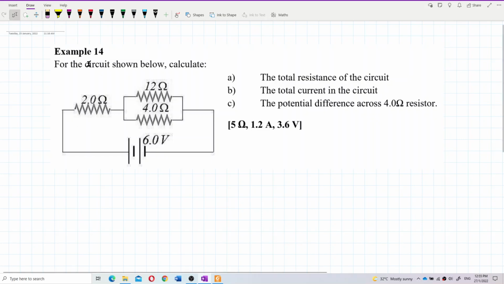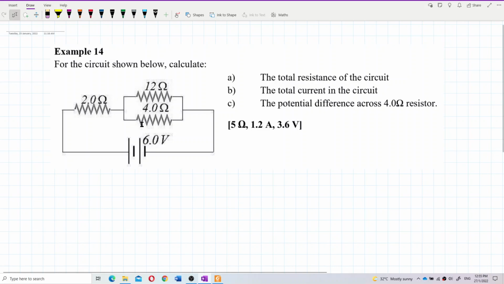Okay, for the circuit shown below, calculate A, the total resistance of the circuit, B, the total current in the circuit, and then C, the potential difference across the 4 ohm resistor. Okay, this one is about series and parallel resistors.